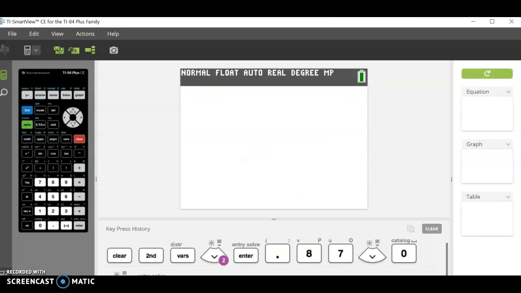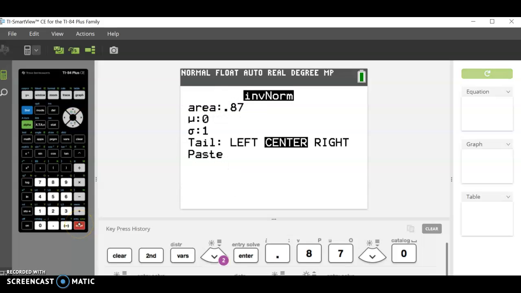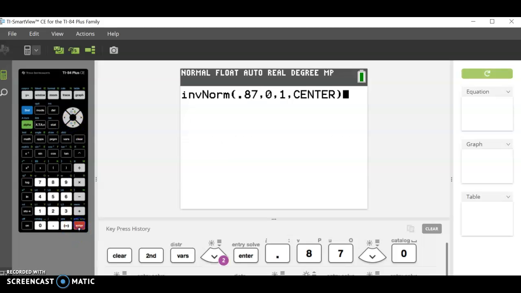So we go to our calculator, second inverse norm, second vars button, that's number 3. We're going to enter the 0.87. Our mean is 0, our standard deviation is 1, and you're going for the center. Then go down here and hit paste, enter, and it tells you both your left and your right tail. We're just going to go with the positive one.